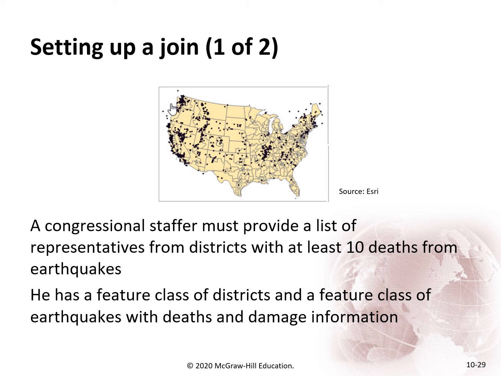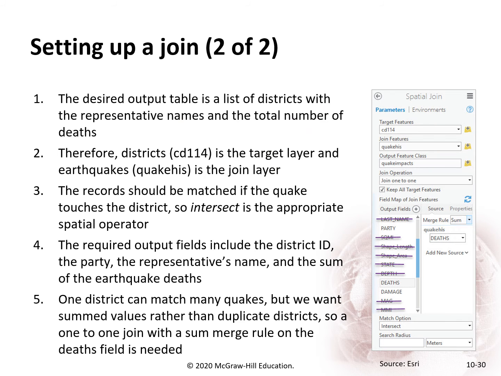And so he has a feature class of districts, these are congressional districts, and a feature class of earthquakes with deaths and damage information. Ultimately you want to take the earthquake damage and the district information and combine it to identify what you need. That means you have to join the earthquake information to the district information. So districts would be your target, your earthquake data would be your joins.